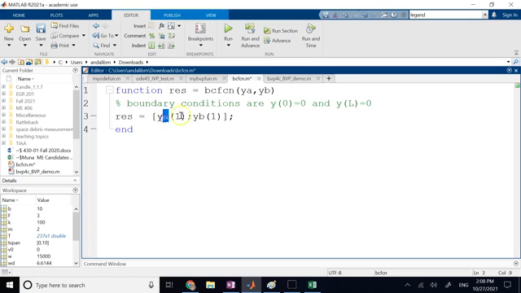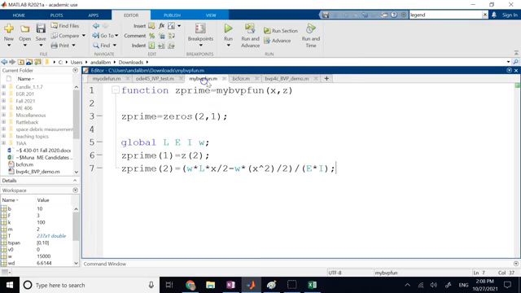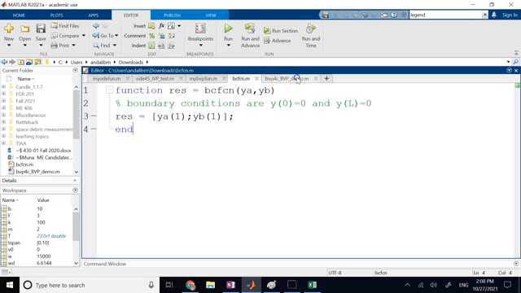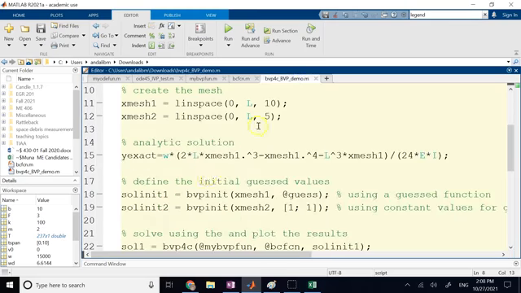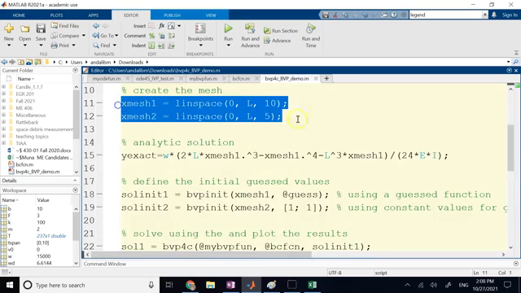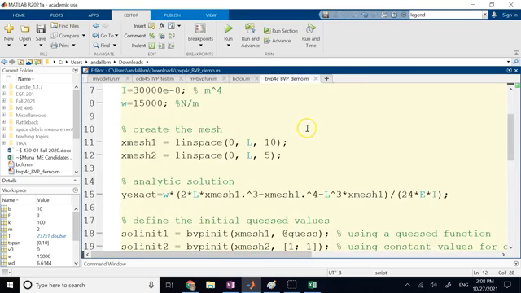A means the left-hand side, B means the right-hand side, Y means the first dummy variable, and 2 means the second dummy variable that you chose, in this case, Y prime. So this is how you define the boundary conditions. And now that you have boundary conditions and the function, you go here and you define your parameters. Here I choose 2 different meshes. Here, this method is a finite difference method.